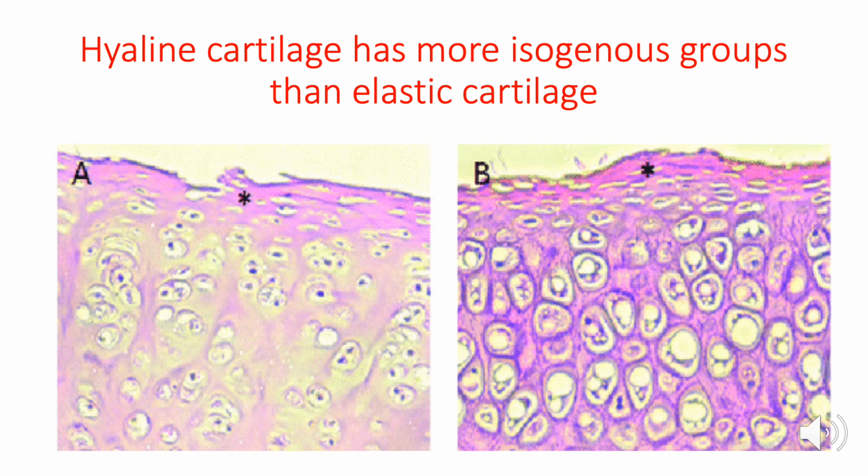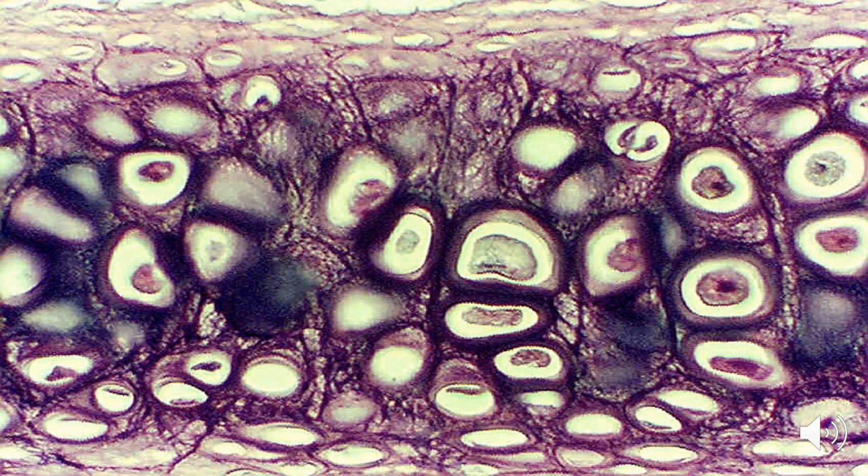Okay, so what are the differences? Number 1, number of isogenous aggregates. Number 2, the size of the chondrocytes. So let's try to identify this cartilage. It has perichondrium on both sides. And then take a look at the cartilage tissue itself. The chondrocytes appear to be big and you see less of isogenous aggregates. So therefore, this is an elastic cartilage.